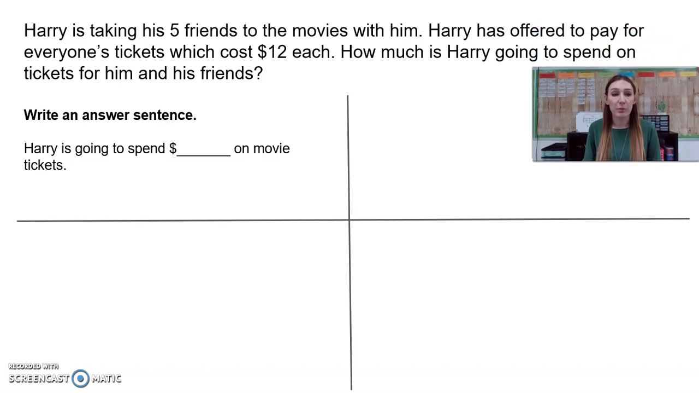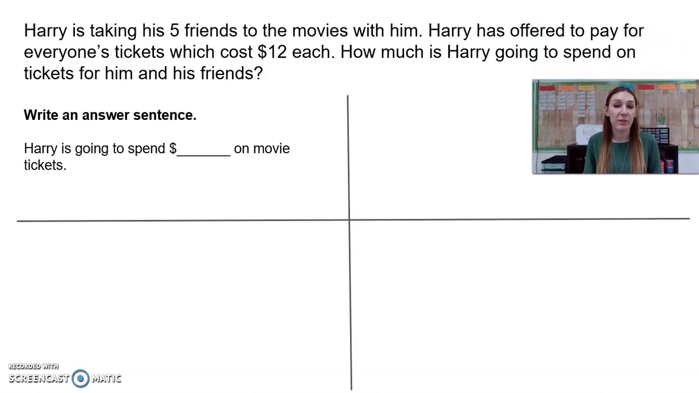So our next example reads, Harry is taking his 5 friends to the movies with him. Harry has offered to pay for everyone's tickets, which cost $12 each. How much is Harry going to spend on tickets for him and his friends? So remember, this first part, we're basically just responding to the question, but we don't have a number value yet.